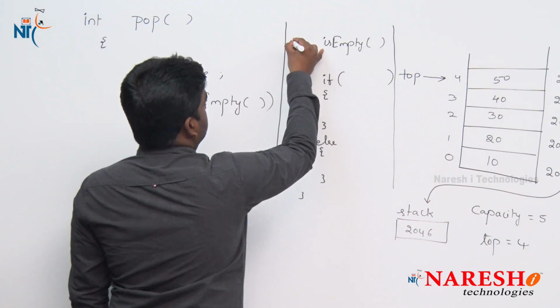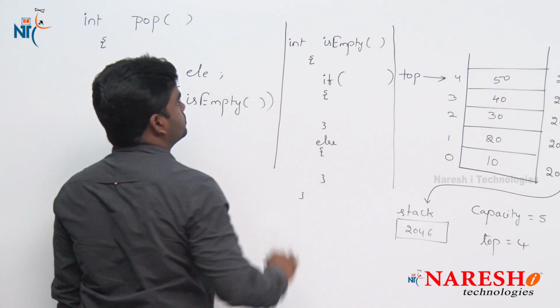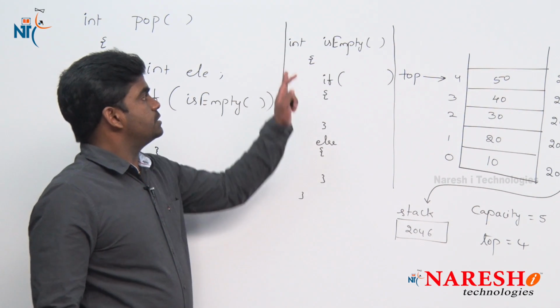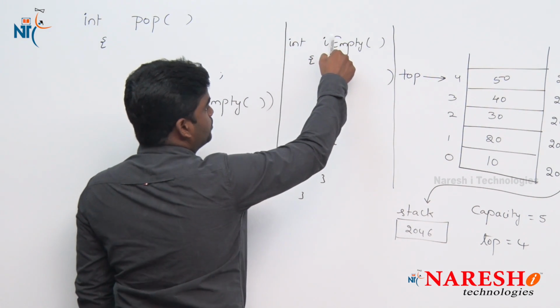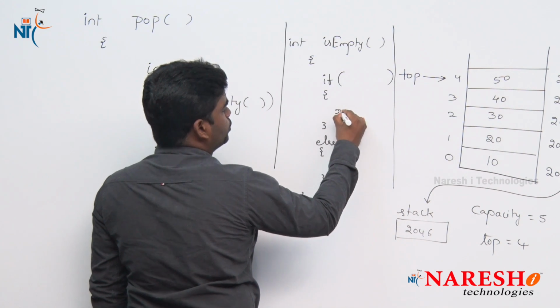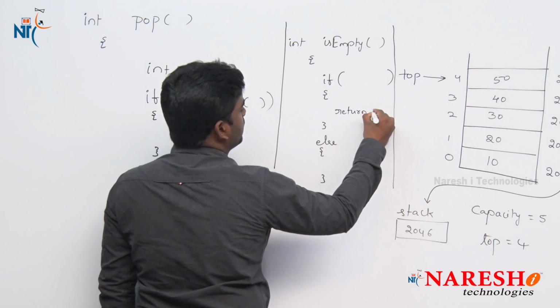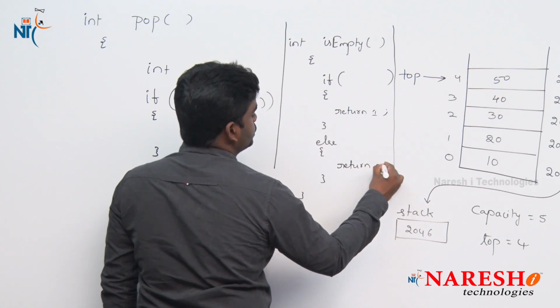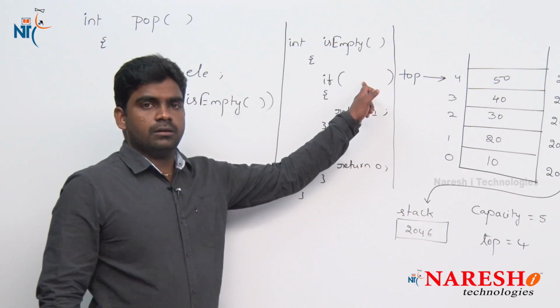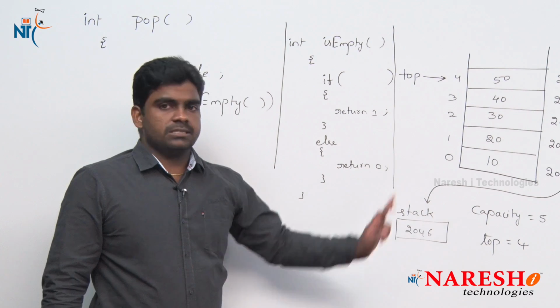The isEmpty method is returning 1 or 0. So 1 or 0, that is an integer, just consider. Suppose if it is empty, if this condition is true, it will return 1. If this condition is false, it will return 0. Sir, what is this condition? We will see whenever it reaches.